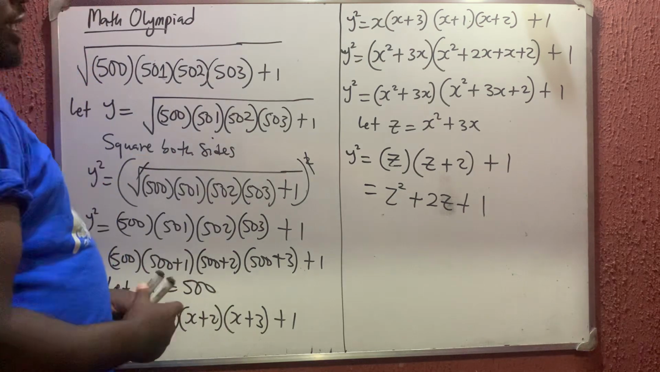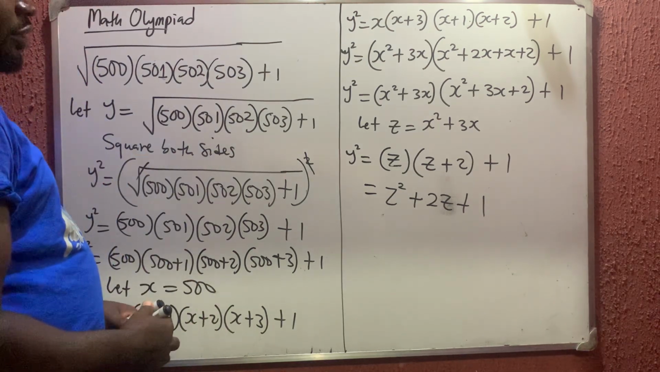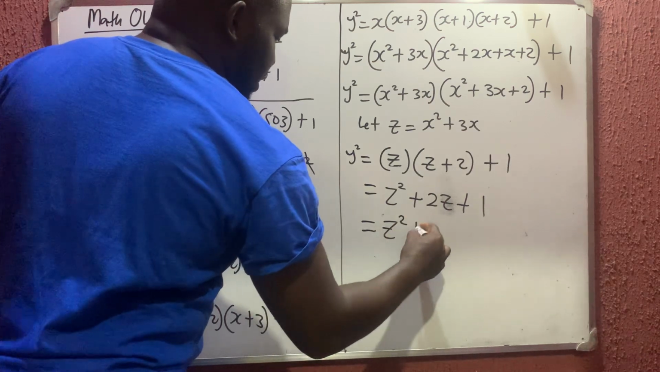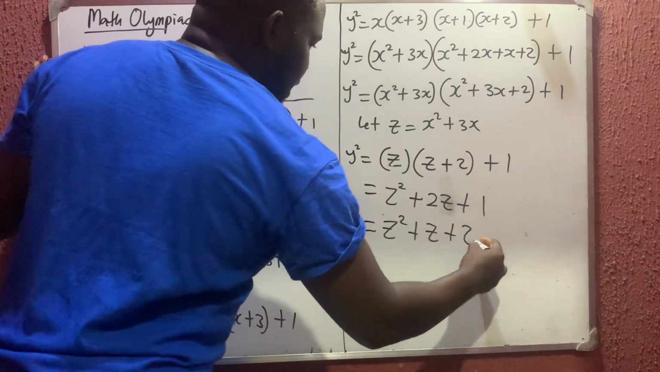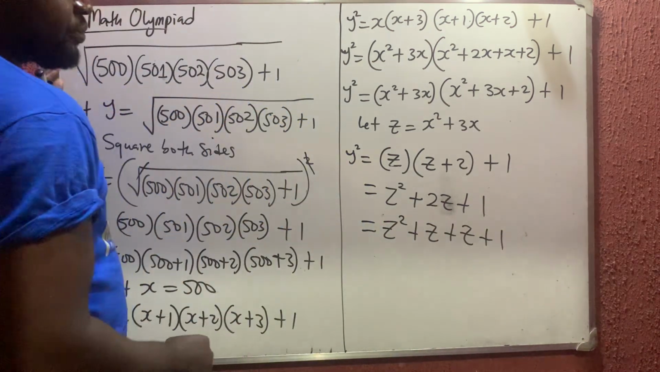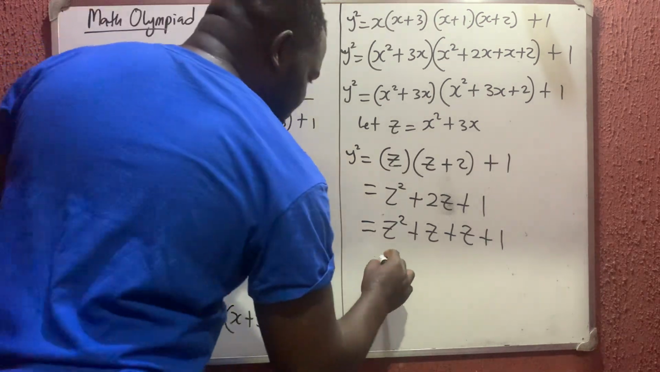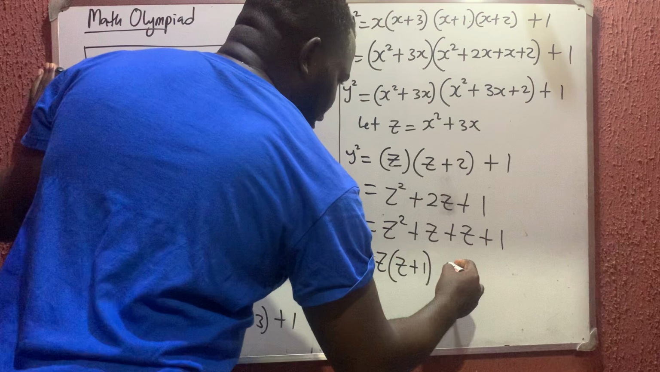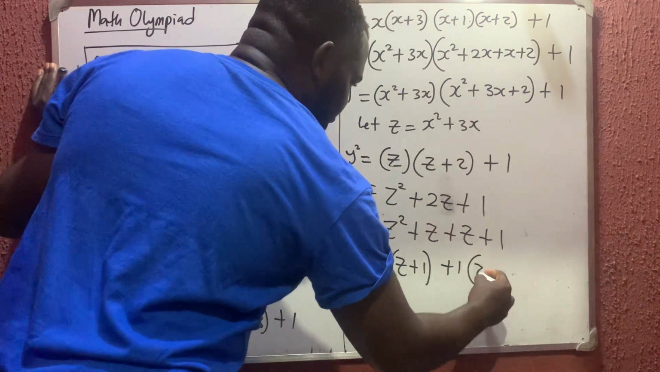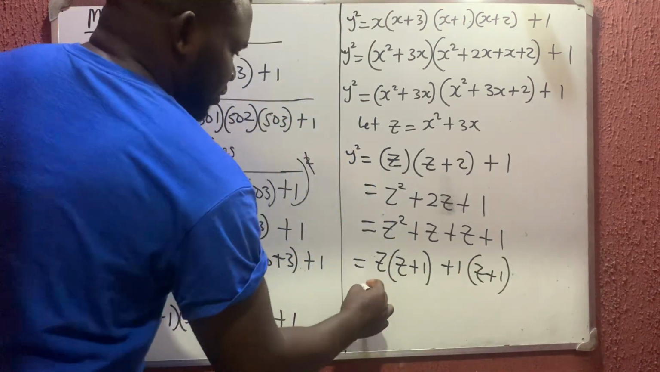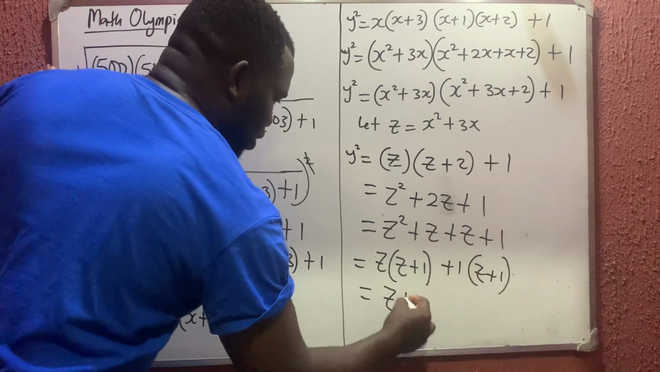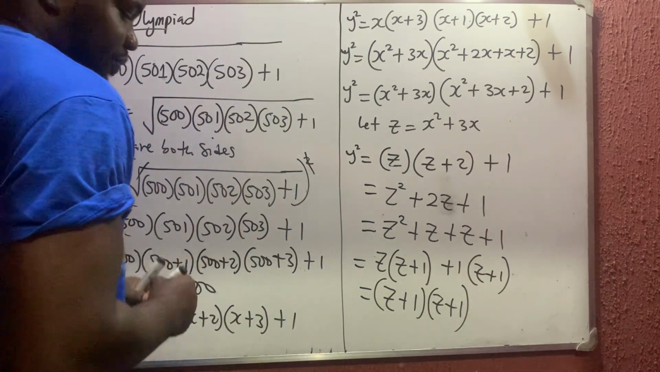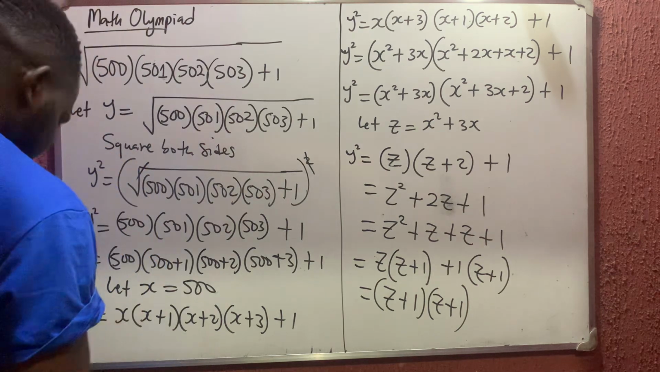Now, is this factorizable? Yes, it's factorizable. This is the same thing as z squared plus z plus z plus 1. So this is z in bracket of z plus 1, then plus 1 in bracket of z plus 1. So this is the same as saying z plus 1 in bracket of z plus 1.